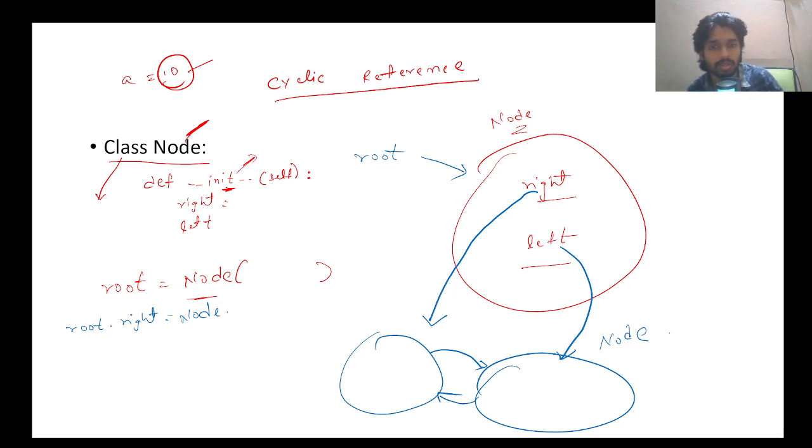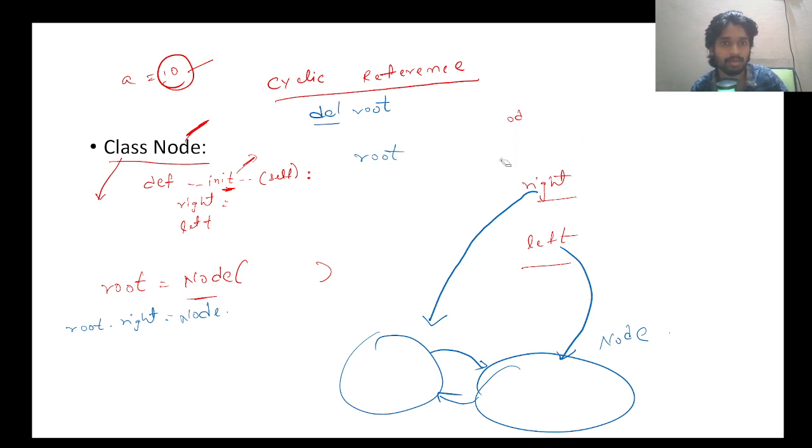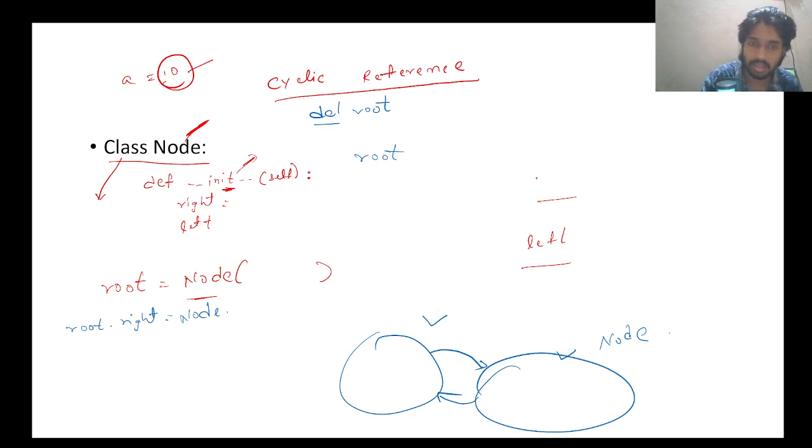So what happens now? Whenever I do delete root, we know that we can use the del keyword to decrease the reference count, I mean, to delete the object here. Whenever I use delete, this reference will get deleted. Now the reference count of this node is 0. Then this whole object will be deleted. If this whole object is deleted, okay, one second.